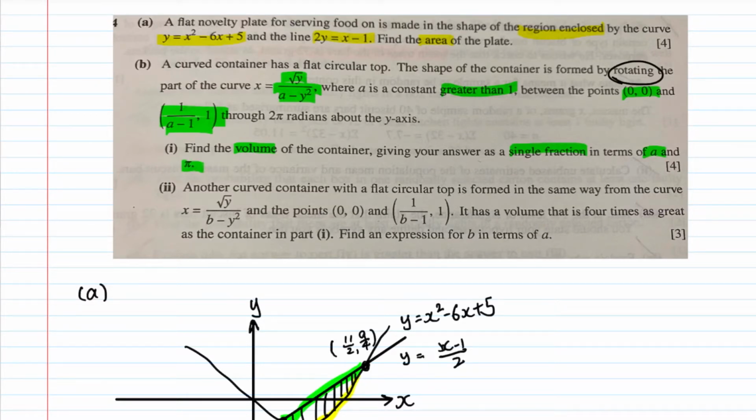The second part, we're just going to read through also. Another curved container with a flat circular top. So it's similar as well. x equals root y over b minus y squared. So it's the same equation, it's just that now you're subbing out a to be b, at the points (0, 0) and (1 over b minus 1, 1). It has a volume that is 4 times as great as the container in part 1. So find an expression for b in terms of a.